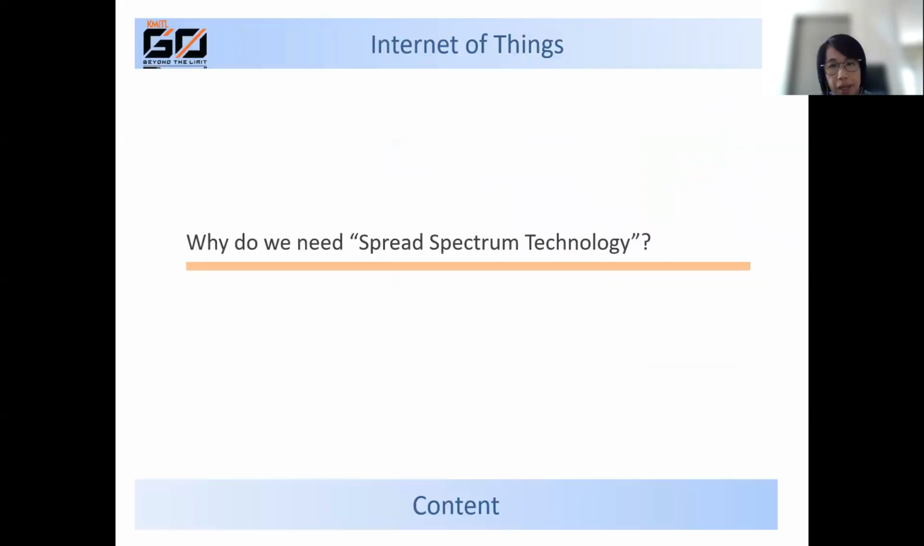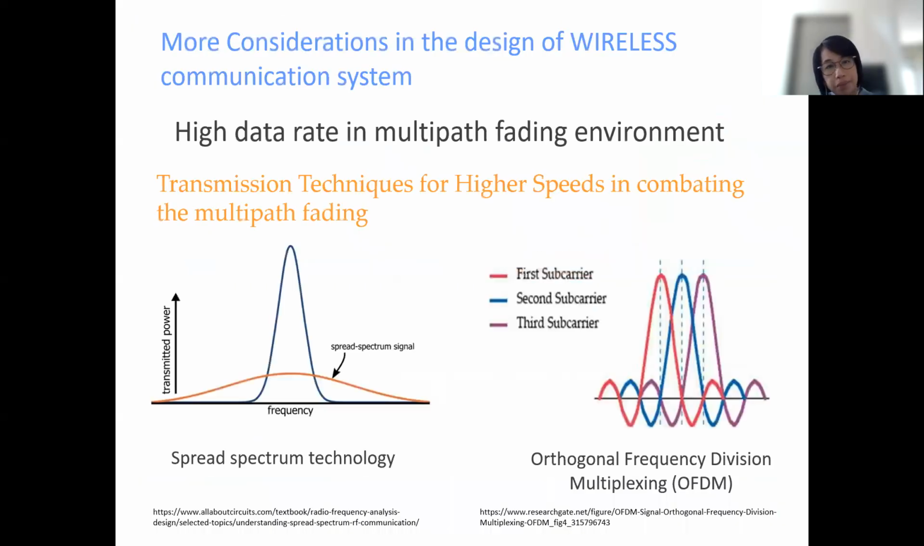Okay, that is the impairment and how waves propagate, and how we can receive the signal even when there are some obstacles, right? And then we arrive here. Why do we need spread spectrum technology? More consideration in the design of wireless communication.